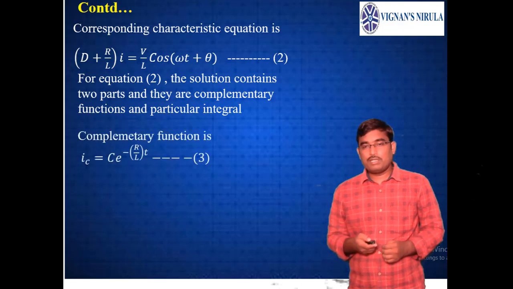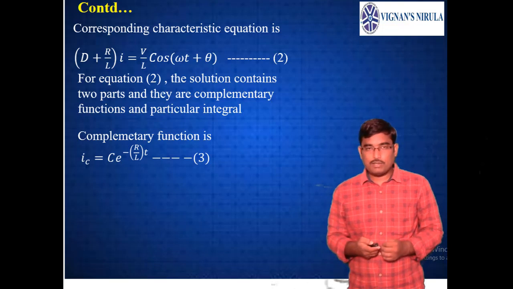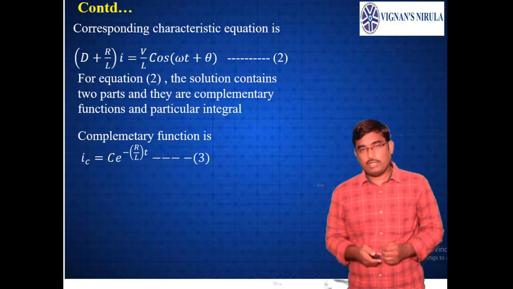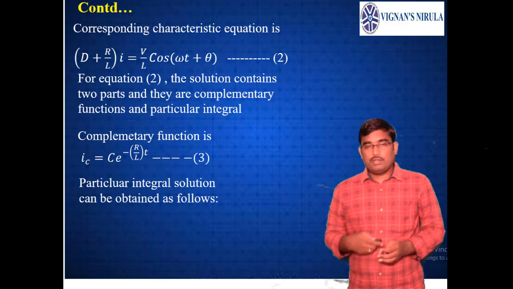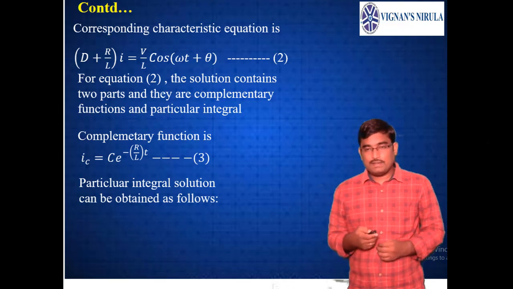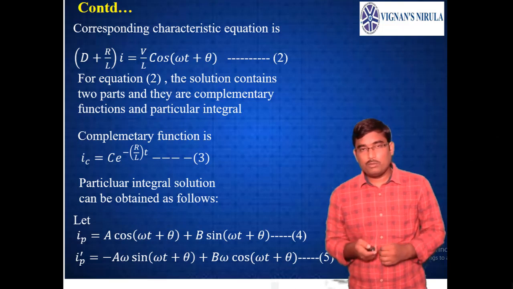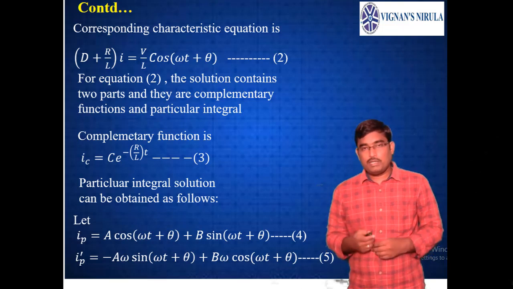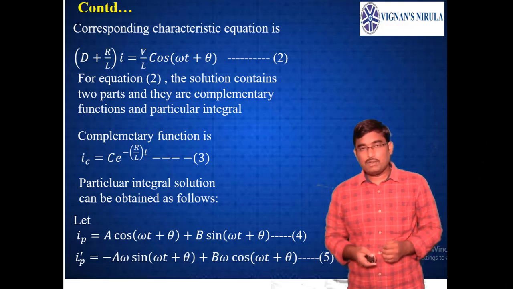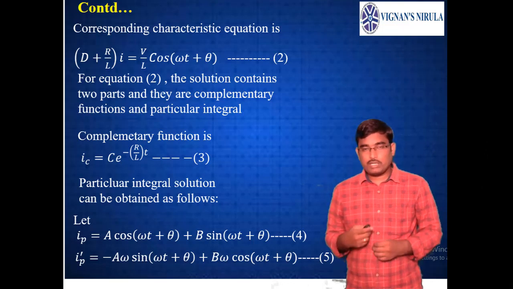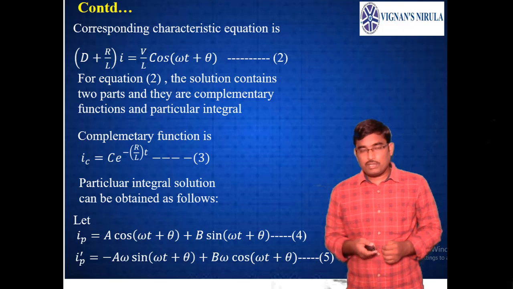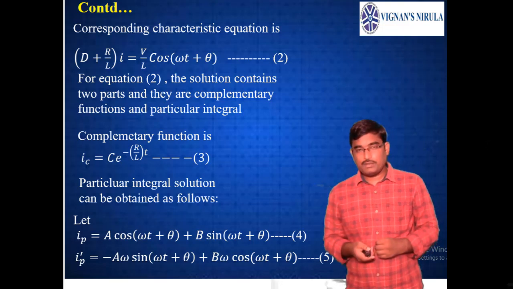Now how to get this complementary function? For the above equation, the complementary function will be i_C equals C into e power minus R by L into t. Now in order to find this particular integral, which is a steady state part, let us take i_P equals A cos(omega t plus theta) plus B sin(omega t plus theta). If the supply is given like V sin(omega t plus theta), here i_P should be taken as A sin(omega t plus theta) plus B cos(omega t plus theta). So according to the supply, we need to take i_P. Here i_P equals A cos(omega t plus theta) plus B sin(omega t plus theta).